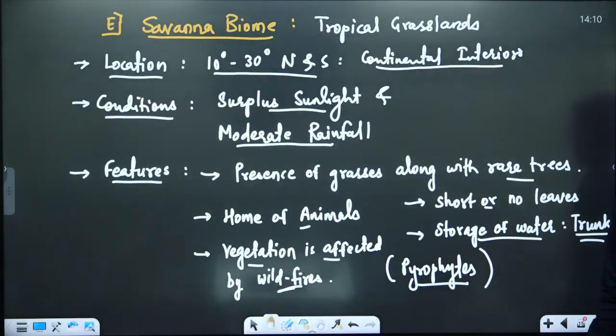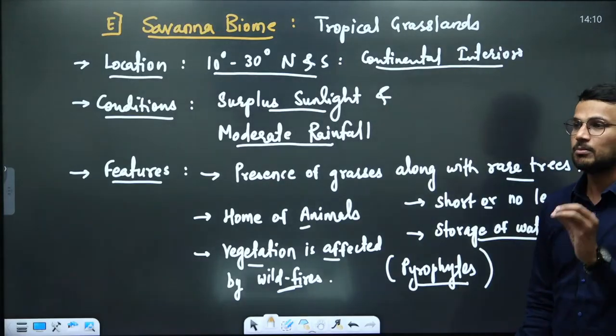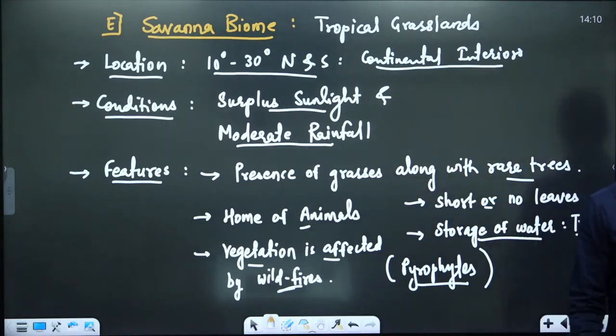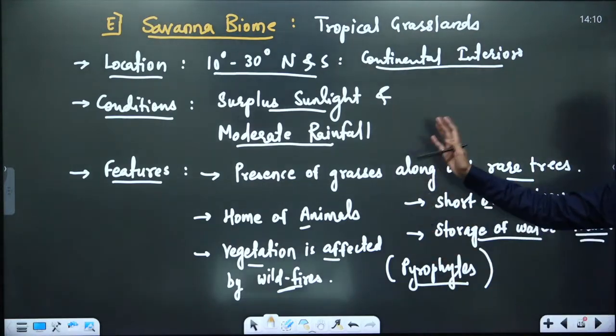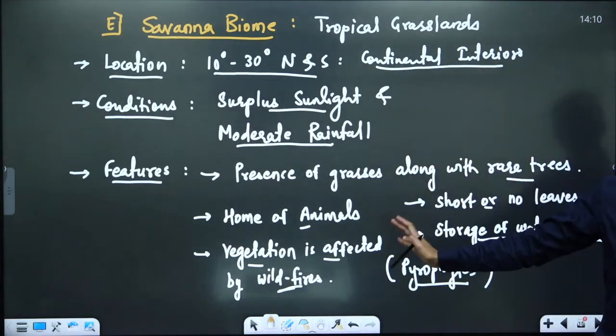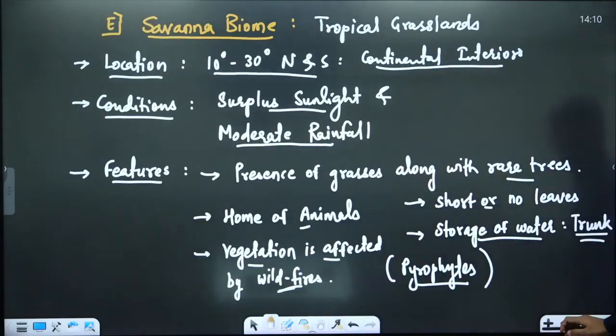Okay. Eucalyptus is an important example of pyrophytes. The bushfires in Australia primarily affect eucalyptus. So we'll be writing that name in a while. Clear? Next now.